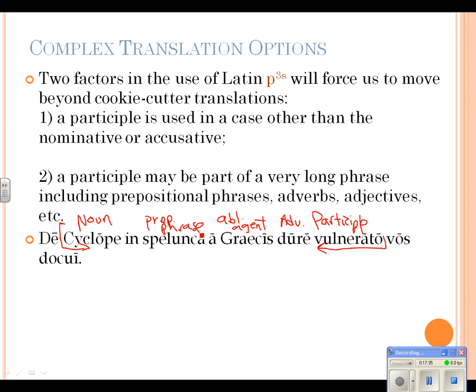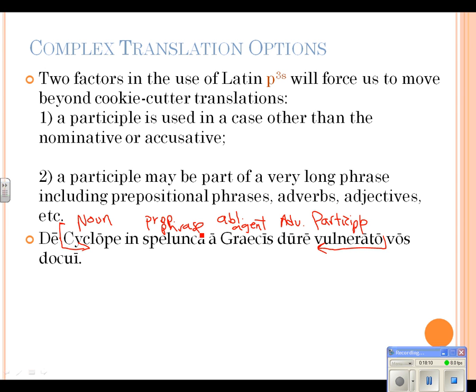Do me a favor, translate vos docui. I have taught you, okay? Or simply I taught you, which is fine. Now I want to ask you a question. Did I teach you in a cave? No, okay? Did I teach you harshly? No, you haven't seen harsh yet, okay? You're still able to sit, aren't you? Did I teach you away from the Greeks? By the Greeks? I don't know.